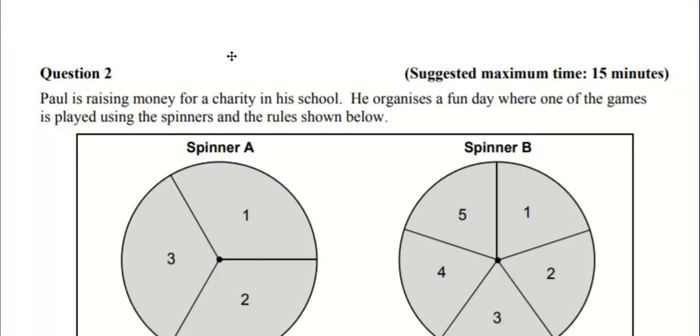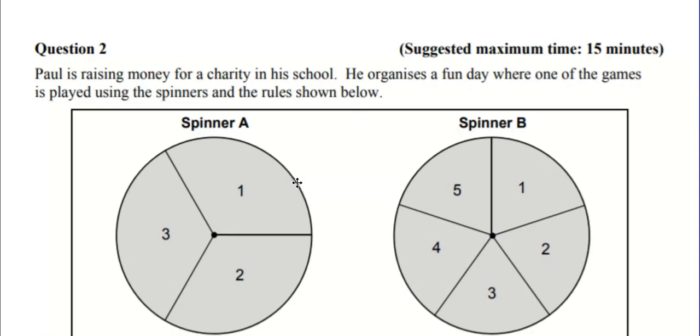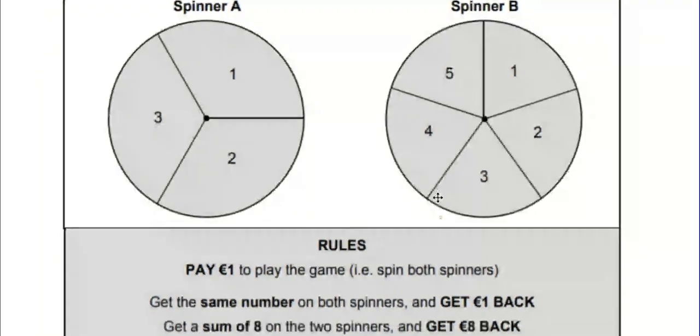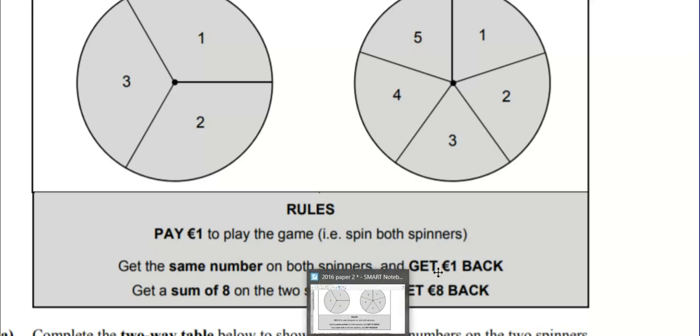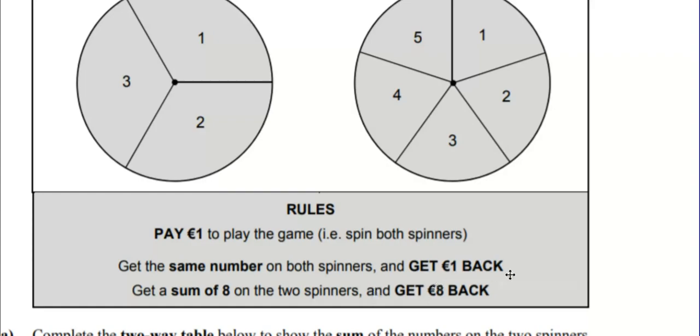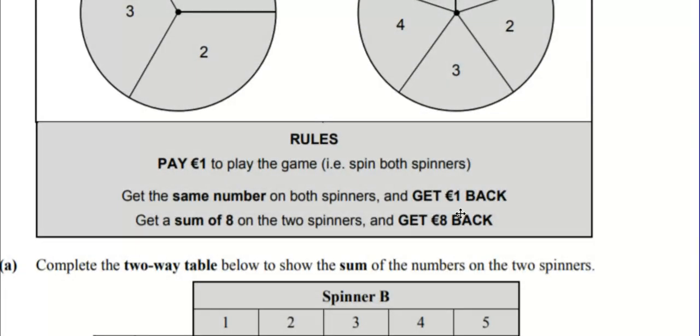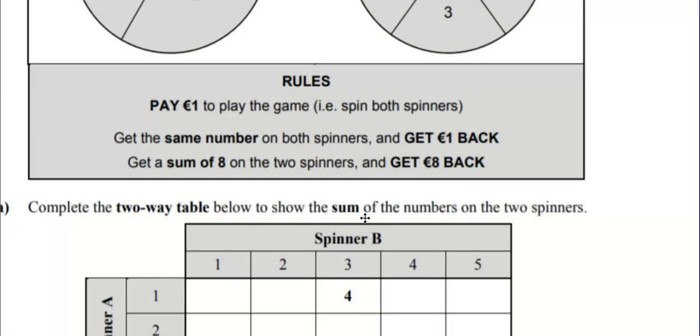Next question. Paul is raising money for a charity in school. He organises a fun day where one of the games he is playing is using spinners. He's using spinner A and spinner B, and the rules are shown below. Pay €1 to play the game, spin both spinners. Get the same number on both spinners, get €1 back. Get a sum of 8 on the 2 spinners, get €8 back. Complete a two-way table showing the sum of the numbers on the spinners.